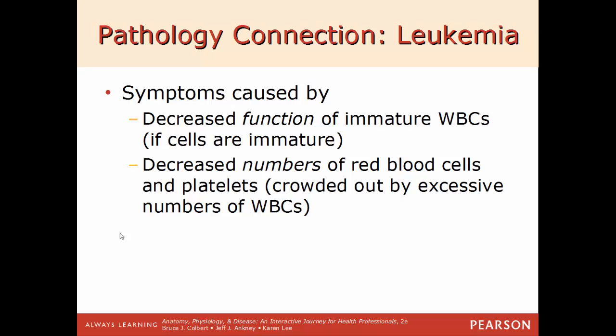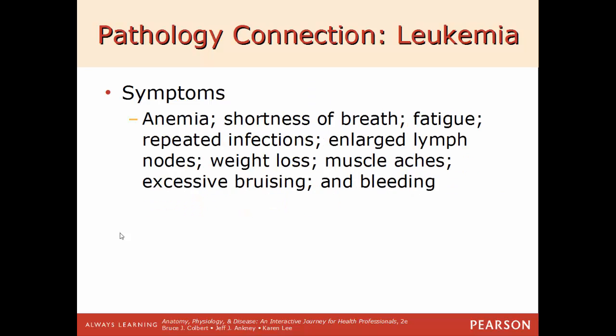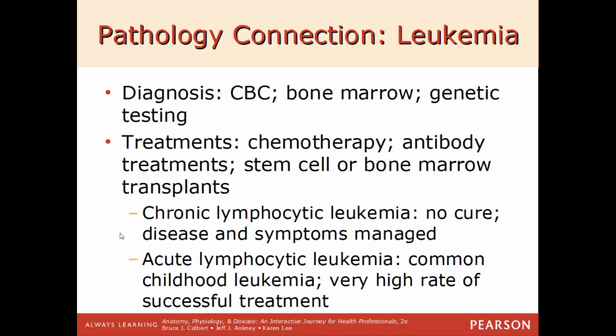The symptoms of leukemia can be caused by a variety of things. They can be caused by a decreased function of immature white blood cells, if the cells are immature, or by a decreased number of red blood cells and platelets, because they are crowded out by the larger numbers of white blood cells. Some other symptoms of leukemia: anemia, shortness of breath, fatigue, repeat infections, enlarged lymph nodes, weight loss, muscle aches, excessive bruising, and bleeding. Diagnosis: a complete blood count, CBC, bone marrow test, also genetic testing.